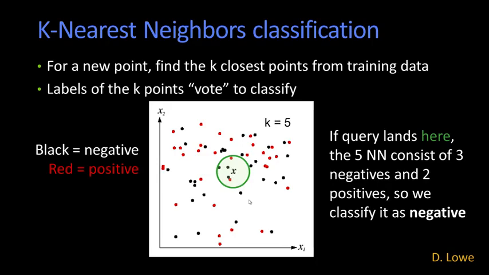So in KNN, in 5NN for example, if I have this point X, okay, what I'm going to do is look for the 5 nearest neighbors, right? And I'll just count 1, 2, 3, 4, 5, okay? And in this particular case, 3 of them are black, 2 of them are red. Black is negative, red is positive, so I would classify it as what?